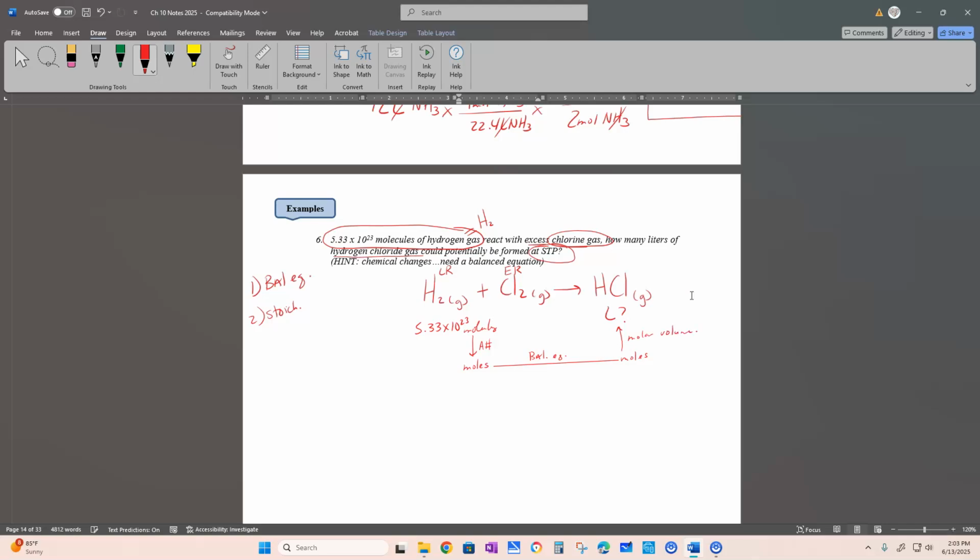All right, and if you do this right, and I didn't put the answers up here, but I will before I print, looks like we should get about 1.77 liters of HCl. Okay?